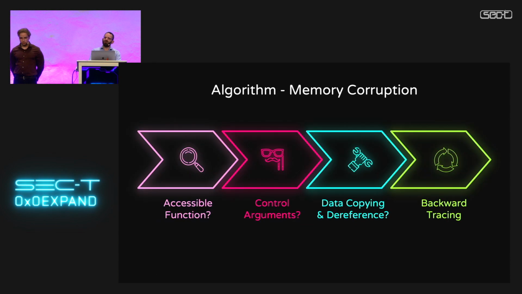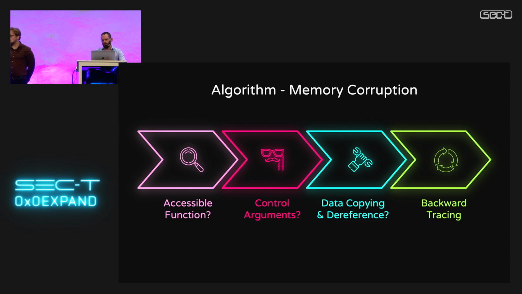In other words, first we ask ourselves to which functions do we have access from an unprivileged user. Next, we try to determine which arguments we have control over and what affects them. Then we will look for data copying operations like memcpy, strcpy, and pointer dereferences. Any one of those operations is a good place to look for a bug.